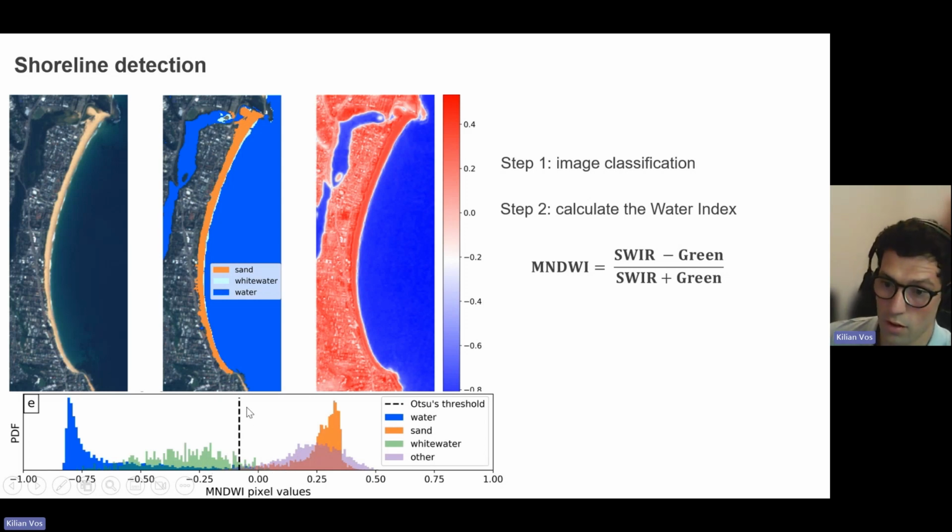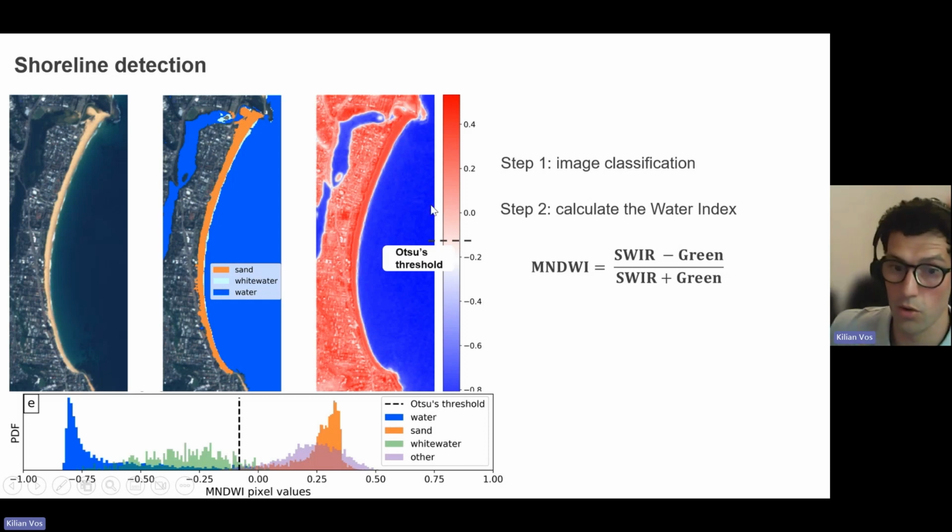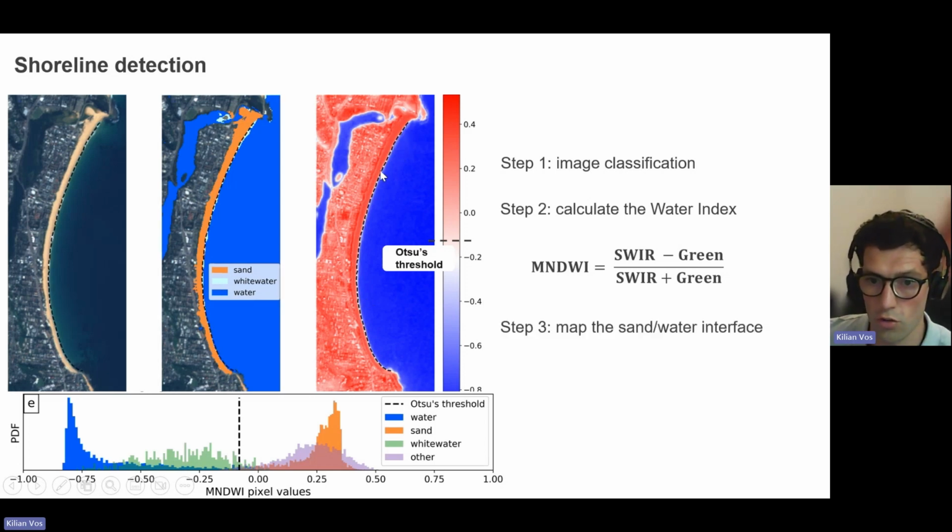And then we calculate a threshold automatically, using Otsu's method, which is the threshold that best divides two distributions. Here, the Otsu threshold that differentiates the sand pixels from the water pixels is about -0.1 MNDWI, the water index. So then we take that -0.1 threshold, we go back to the MNDWI image, and we can contour that threshold at sub-pixel resolution. So here's the contour. That's the -0.1 threshold map on the image, and that's our water line for this image.